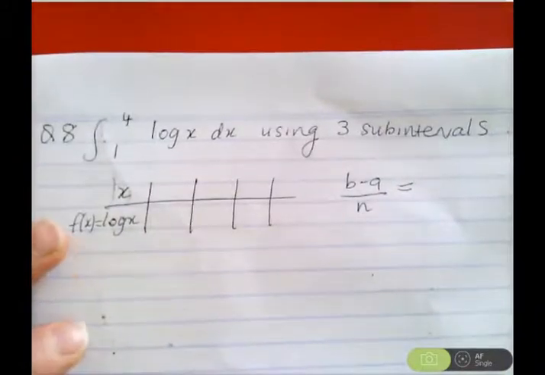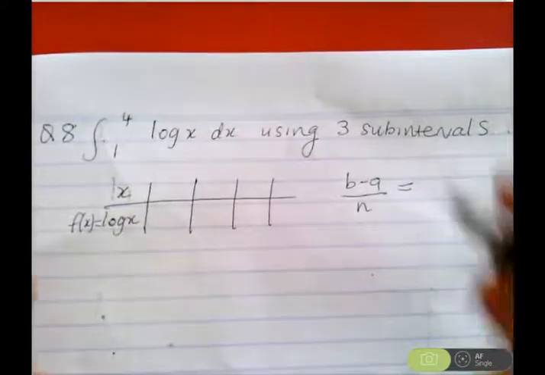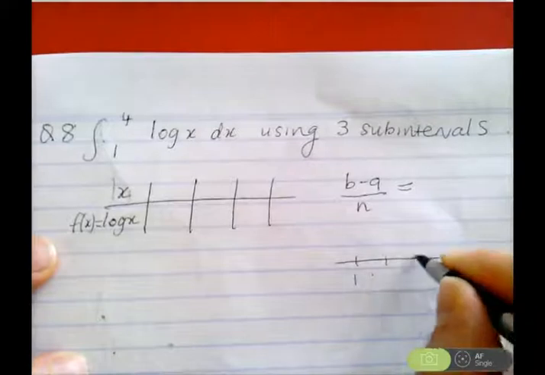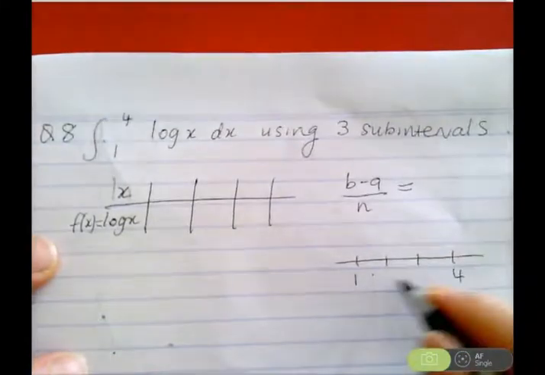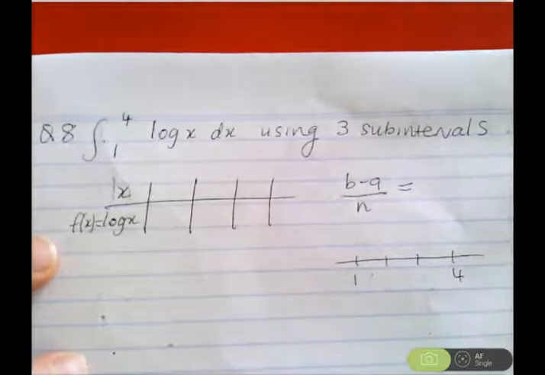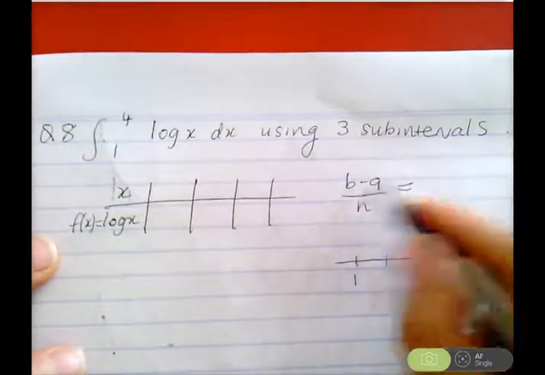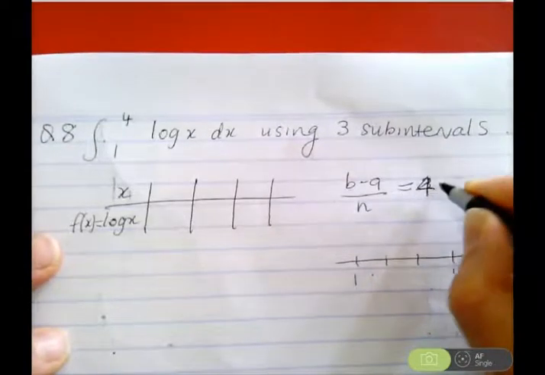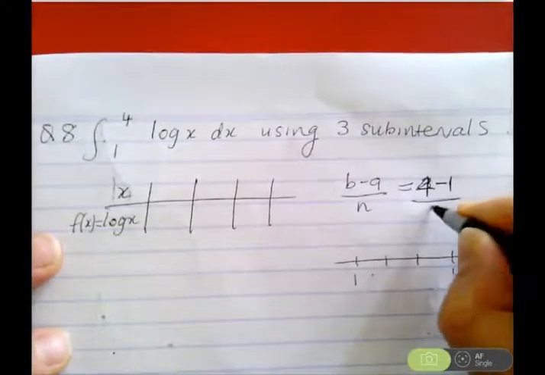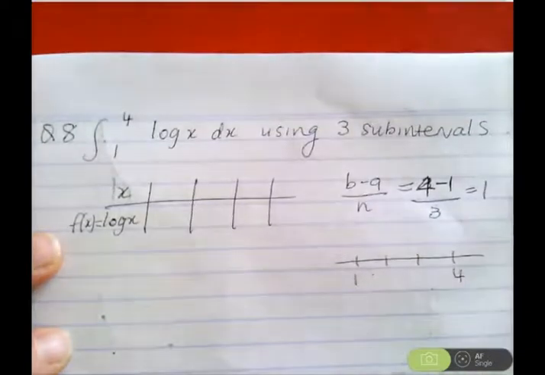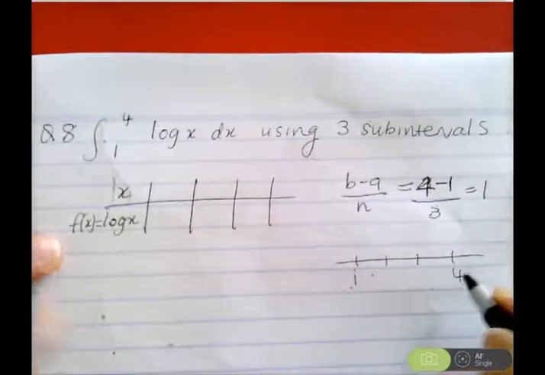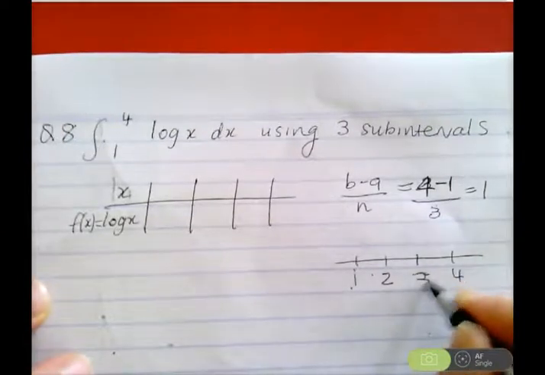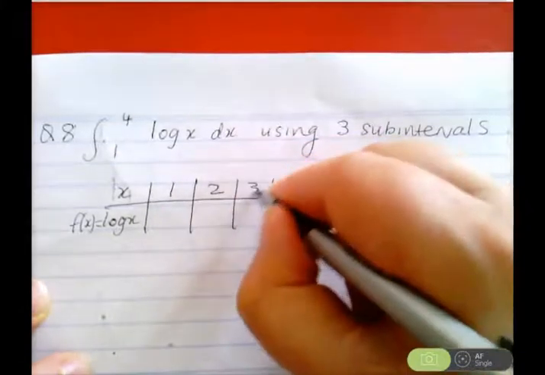If you're going from 4 to 1 and you're dividing it into 3 bits, what is it? Look at my number line. 4 and 1, I want to divide it into 3 sections. What do you think they're going to be? I'll show you. B minus a on n is 4 minus 1 over 3, which is 1. So the first one is 1. The last one's 4. What are the middle two? Go up by 1s. 2 and 3. So my x values are 1, 2, 3, 4.